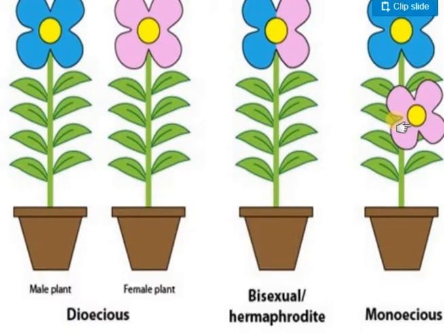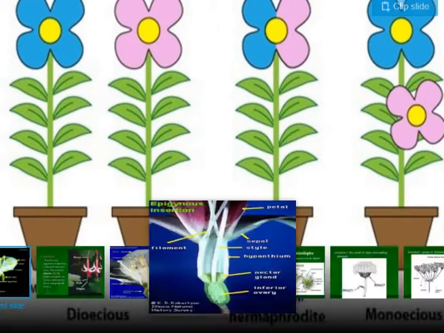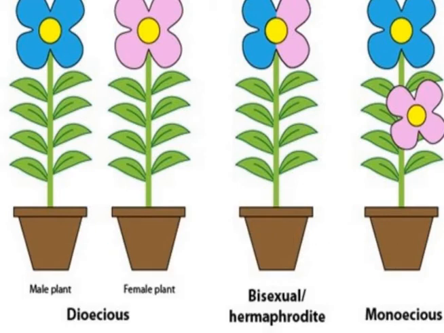So monoecious means male and female flowers are present in the same plant. When the male and female reproductive parts are present in the same flower of a plant, it is called bisexual. And if a male plant produces male flowers and a female plant produces female flowers, that condition is called dioecious.